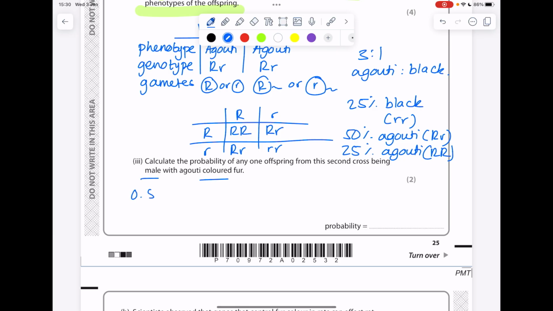So there's a 0.5 chance of them being male. There's a 75% chance of them having agouti coloured fur. Look. Pop that into your calculator to get 0.375.